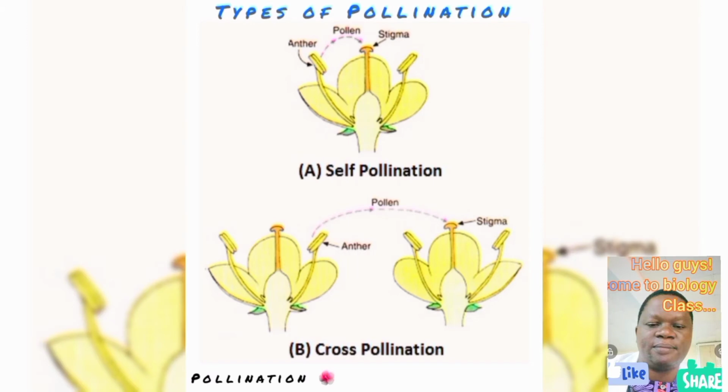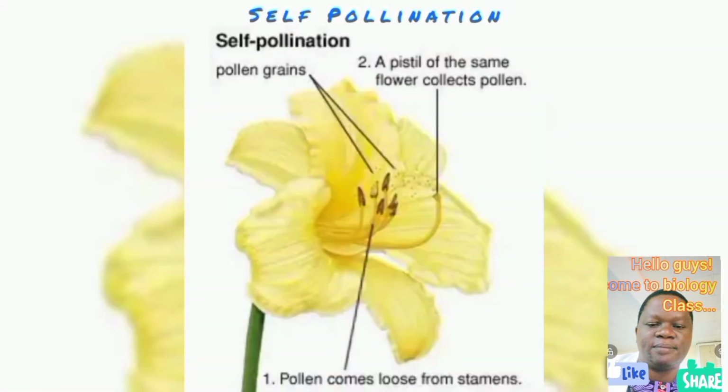There are two types of pollination. Number one is self-pollination or auto-pollination. Number two is cross-pollination or mixed pollination. The first one, self-pollination, simply refers to the transfer of pollen grains from the anther of a flower to the stigma of the same flower. Such pollination occurs in hermaphrodite plants, which are plants that contain both male and female sexual parts on the same flower.